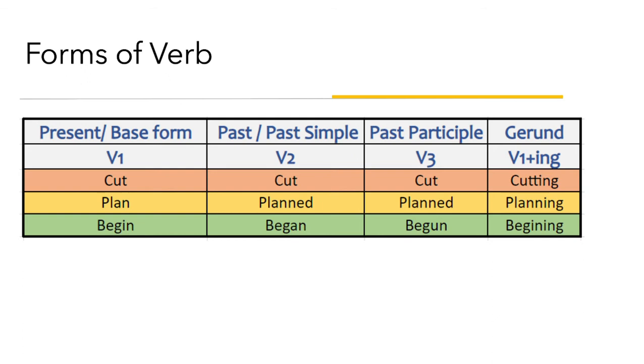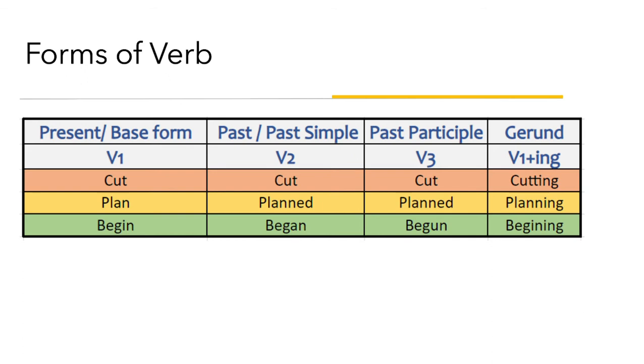As you can see in here, I have listed down three examples: cut, plan, begin. If you take a close look, the second form of cut is also cut, and the third form of cut is also cut. And if you take a look at plan, the second form is planned and the third form is planned. But for begin, it's began, and begun being the third form.